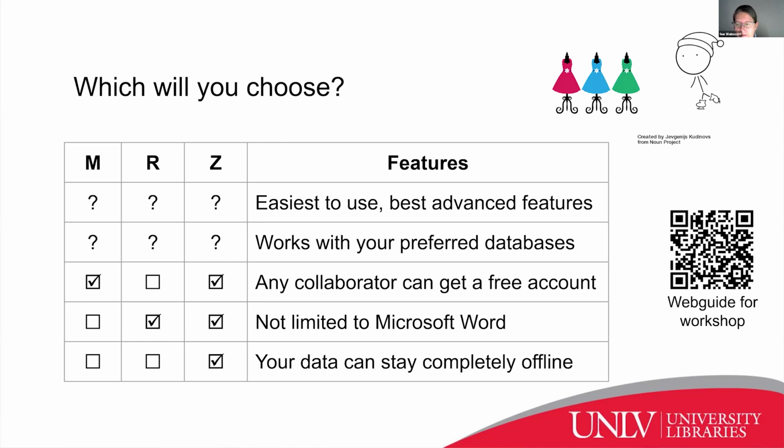Some of the things that I've found were a deciding factor is whether or not your data can be completely offline and you can do everything you want to do. If you have a group or your preference is to use something other than Microsoft Word, Mendeley is probably not the tool for you. And then whether or not any of your collaborators can get a free account and be a part of that collaborative group is also a bit of a deciding factor for some folks. So that is all we had on the direct comparison, but we also wanted to prompt some thinking and maybe get some discussion from you all.